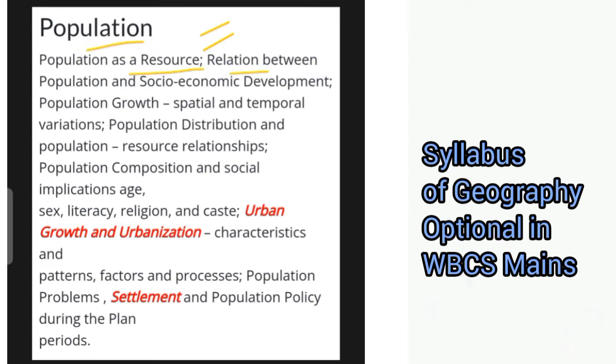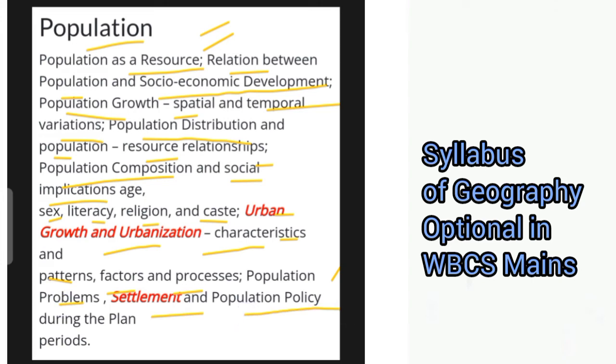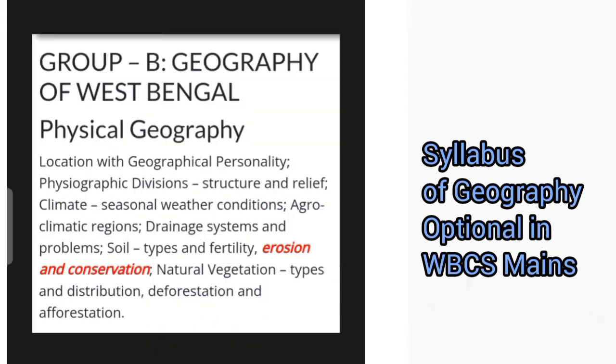Population as a resource, relation between population and socio-economic development, population growth, spatial and temporal variations, population distribution and population resource relationships, then population composition and social implications, age, then sex, literacy, religion and caste, then urban growth and urbanization, then characteristics and patterns, factors and processes, population problems, their settlement problems, and population policy during the plan periods.